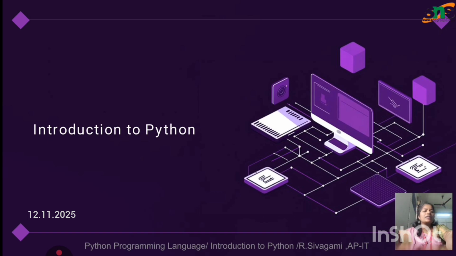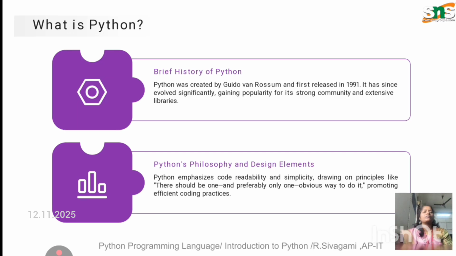The first one is the introduction to Python: the brief history of Python, and then the Python philosophy and the design elements. The brief history of Python: Python was created by Guido van Rossum and first released in 1991. In 1991, Guido van Rossum introduced the Python language. It is a high level language, one of the high level languages.